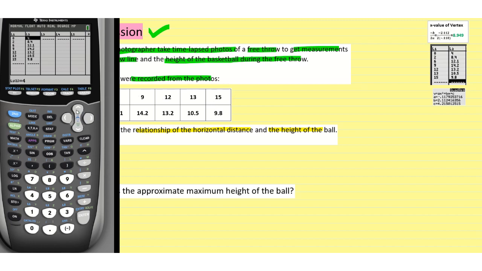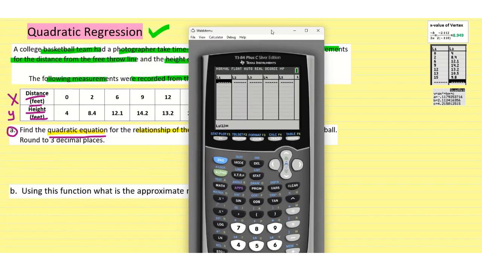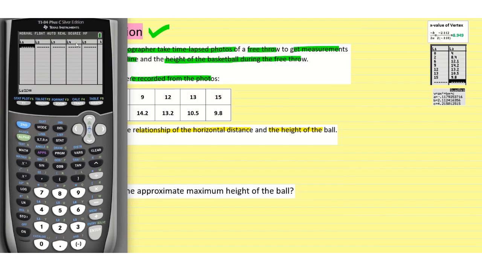So if you want to clear all this stuff out, you go up arrow to the L2 and push clear, enter. That clears out the whole column. Right arrow, up arrow to the L1, push clear, enter. So how we're going to put this data in is we're going to just start entering the data. The first row will be the x's, so it'll start with 0, 2, and 6. So we're going to do 0, enter, 2, enter, 6, enter, 9, enter, 12, enter, 13, enter, and 15, enter.